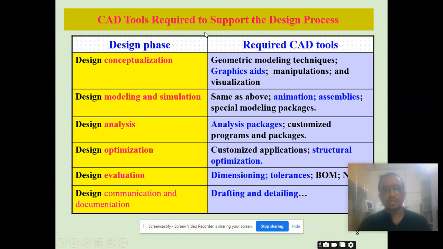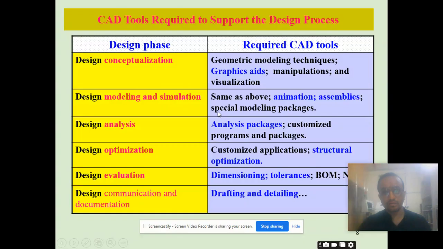These are all the typical processes required for the CAD system. Now, the CAD tools required to support the design process. What type of CAD tools are required to support design? We first of all understand the design phases. For design conceptualization, the tools required are geometrical modeling techniques like graphic sets, manipulations, and then visualization. Then, what phase are we talking about? We are talking about the phase of design modeling and simulation.